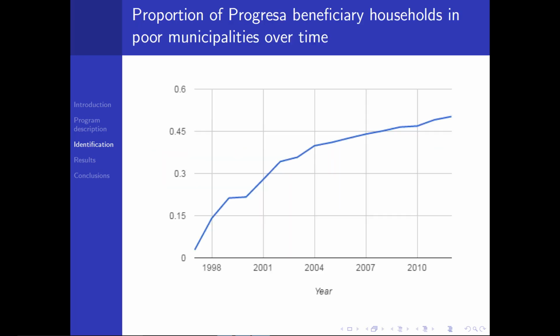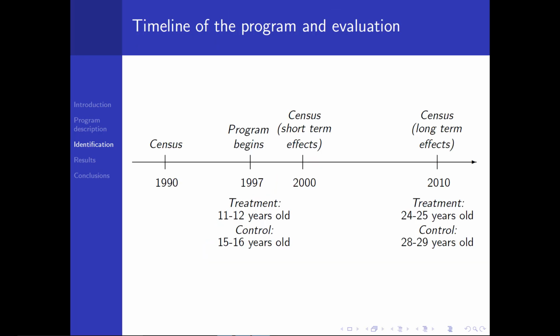This just shows the aggregate increase in the proportion of beneficiary households over time. To summarize the timeline of the program: 1990 I'll use to show that the identification is okay. 1997 is when the program begins, so my treatment group is kids 11 to 12 pre-program. I'll compare that to kids 15 to 16, who are just a little bit too old to benefit from the education grants. I look at short-term effects in 2000, and then longer-term effects in 2010. My treatment group will then be adults 24 to 25, and I'll compare them to 28 to 29-year-olds.